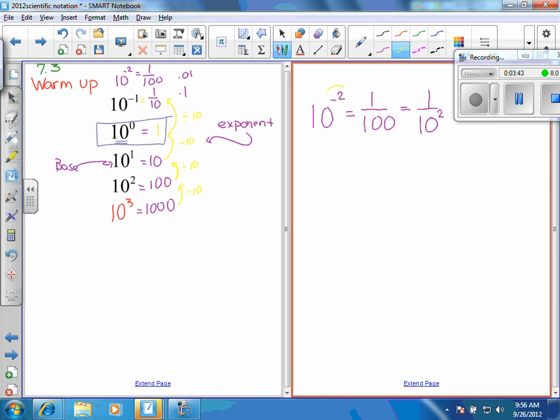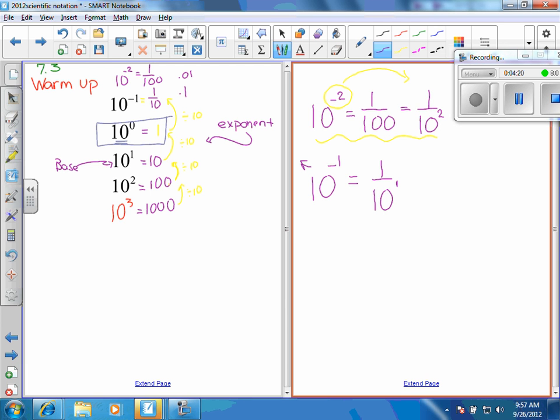So can anybody think of a rule for when we have a negative exponent? How could I rewrite that as a positive exponent? Yeah, Ian. Well, using just what I have here without decimals, how does this become that? So let me ask you, let's look at one more. 10 to the negative 1, if we look at what we had on the previous page, was 1/10, right? And that's the same as 1 over 10 to the 1.